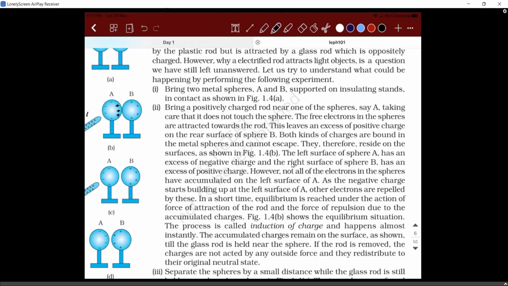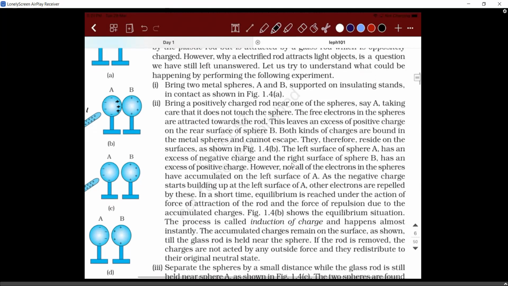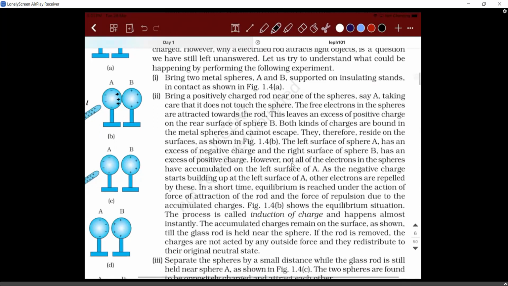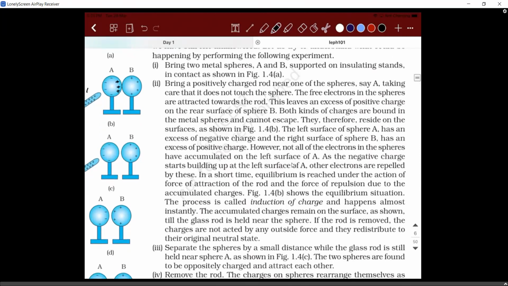They cannot leave, in the sense that it is not lost to the surroundings, because everywhere you have insulated. So this kind of a system can be called an isolated system. Have this in your mind. It does not have any connection with the surroundings. Both are bound in the metal spheres and cannot escape. Therefore, they reside on the surfaces as shown in figure 1.4b. So the other stories I've already explained.